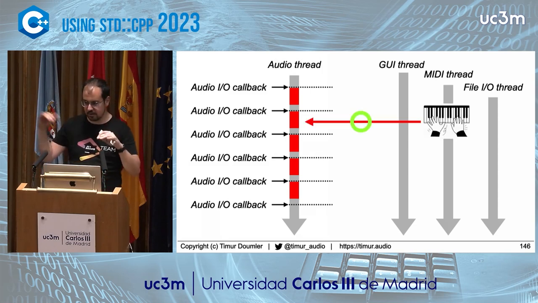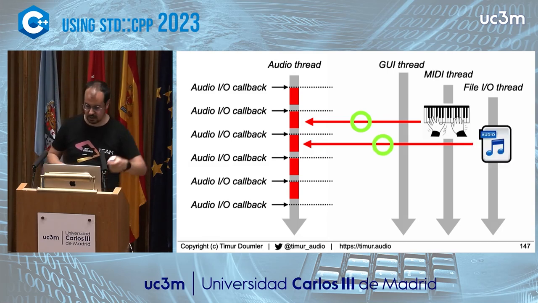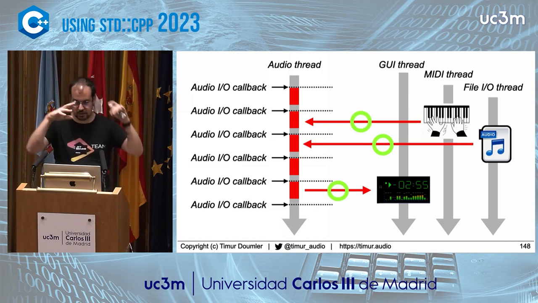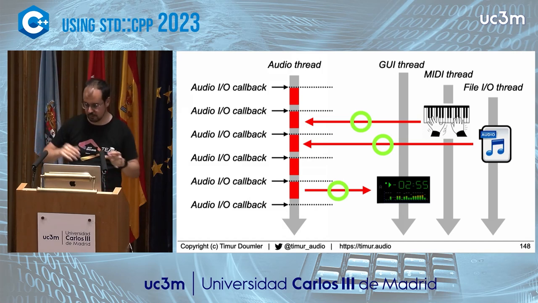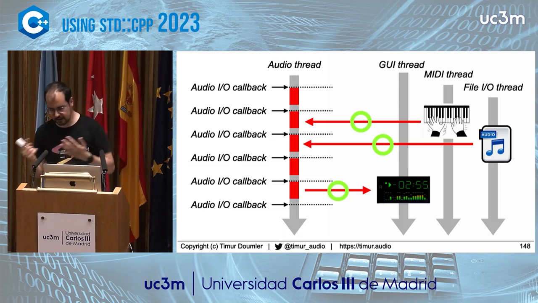Like if you have somebody playing the keyboard, there's notes coming in, you put them into a FIFO and then the audio thread picks it up, or you're reading an audio file, or you have it in the other direction, you want to visualize what the audio thing is doing, you're putting the audio samples into a wait-free queue and then the GUI thread can pick them up. So it's a good way of shoveling data between threads.